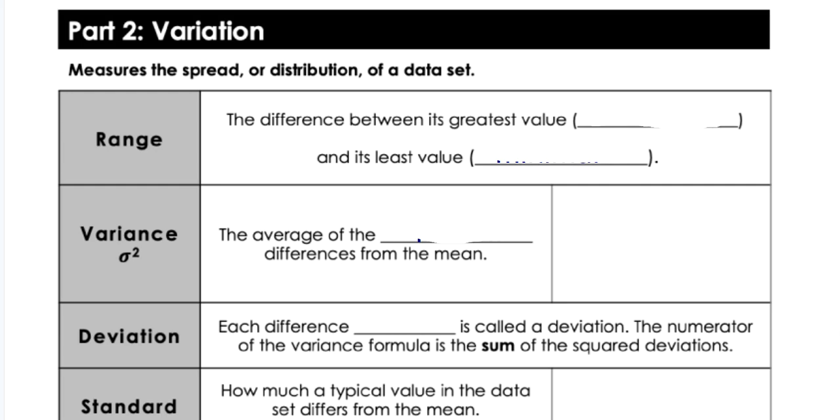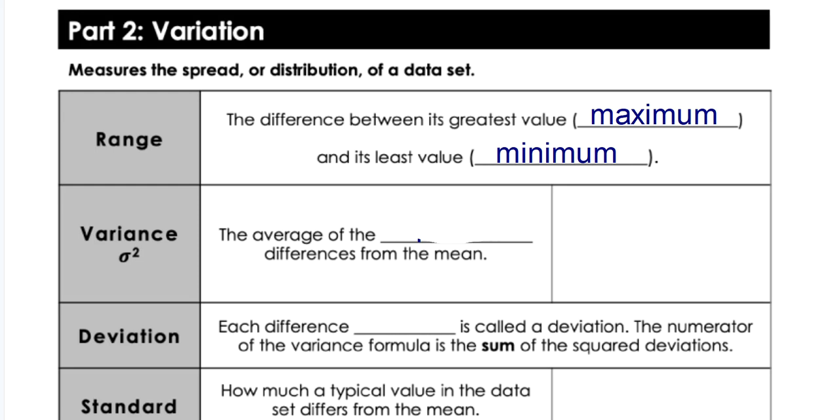Let's go through a few more vocab pieces here. One that you're probably familiar with is the range. The range is the difference between the greatest value and the least value, the maximum and the minimum. The difference between them, difference in math meaning that we subtract them. That's the most basic variation measure.